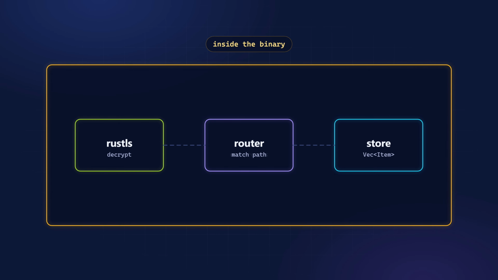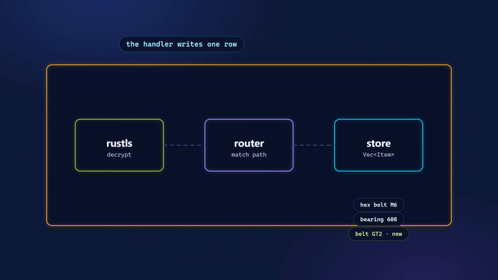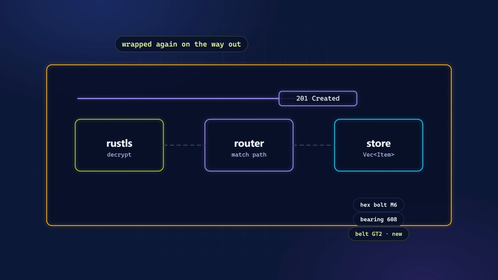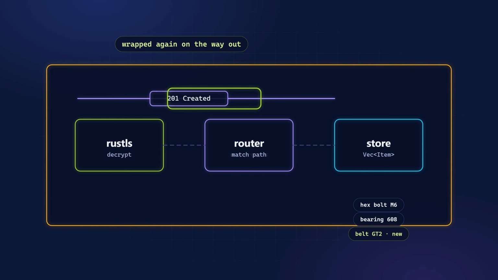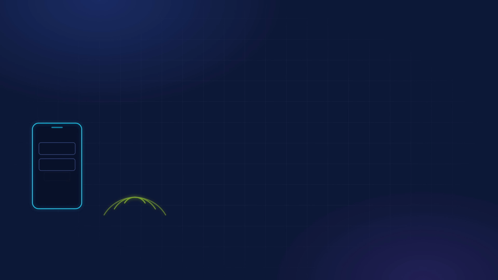Inside the Rust process, we only have 3 moving parts to worry about right now. Rustls strips the encryption entirely. After that, we just use plain standard Rust structs. The router compares the incoming path strictly against our table and finds the match. The handler runs and inserts one new row, that is the right path. A 201 response goes back, getting encrypted exactly as it leaves us. And your phone instantly redraws the screen, one complete secure round trip end to end.